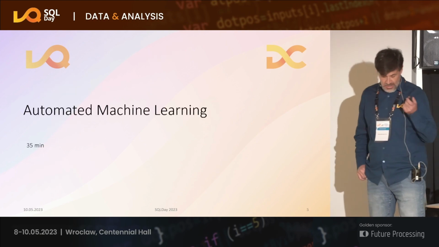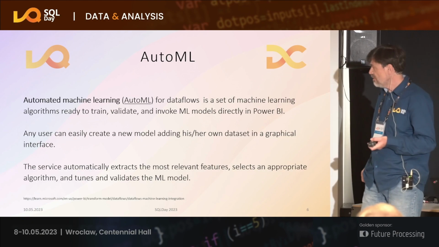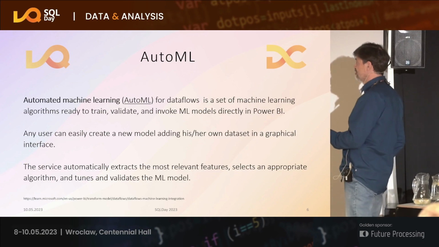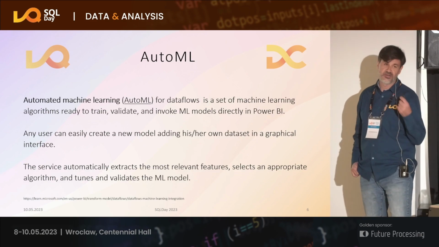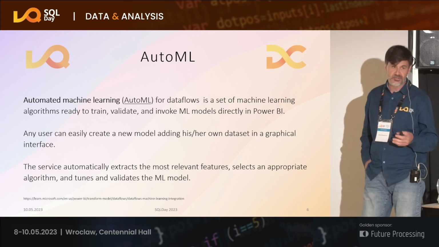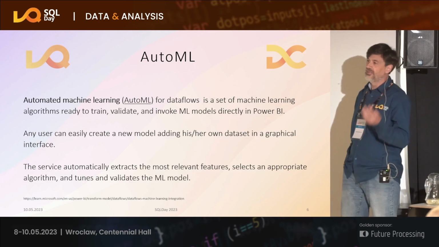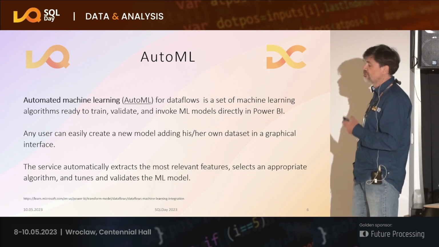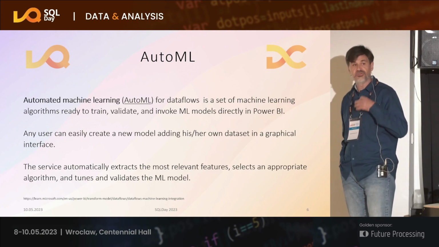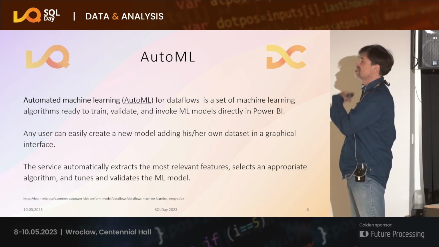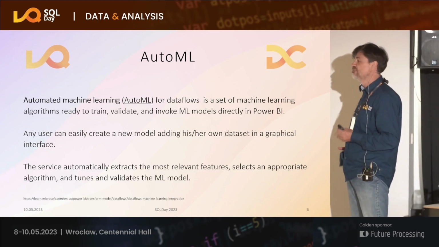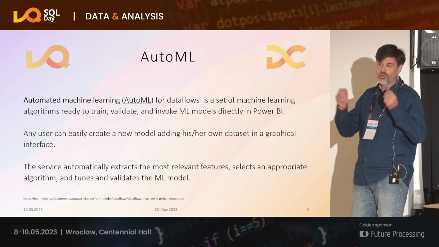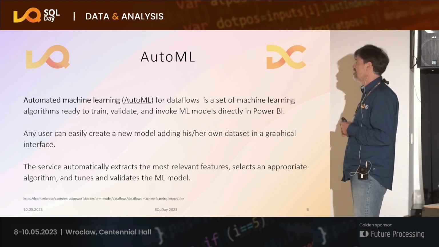So let's see. Automated machine learning. What is it? Automated machine learning for dataflows. Keyword: for dataflows. A set of machine learning algorithms, out-of-the-box algorithms ready for you to be applied and consumed for your data sets. So you don't need to know any code, you don't need to write any algorithm. The service takes the best algorithm for you and provides you the best input, or what it thinks is the best input. So it's, let's say, a no-code environment, if we can say it.